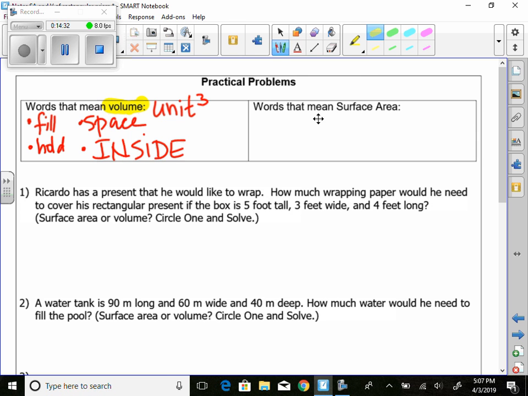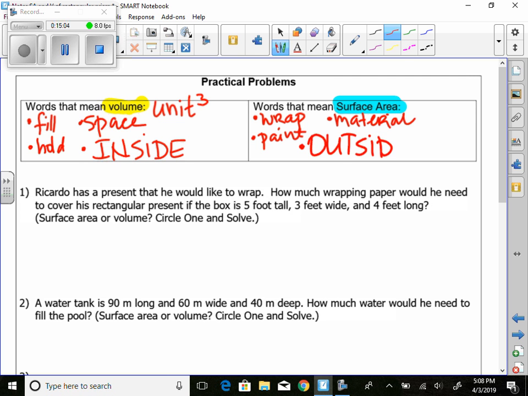The words that could indicate that the word problem is asking you for surface area are if they ask you how much paper does it take to wrap the box, or how much paint will it take to paint my, I don't know, project? How much material does it take to make an aluminum can? Something like that. Anything that indicates the outside portion of your shape is going to be a surface area kind of question. And surface area is always going to be square units, units to the second power.